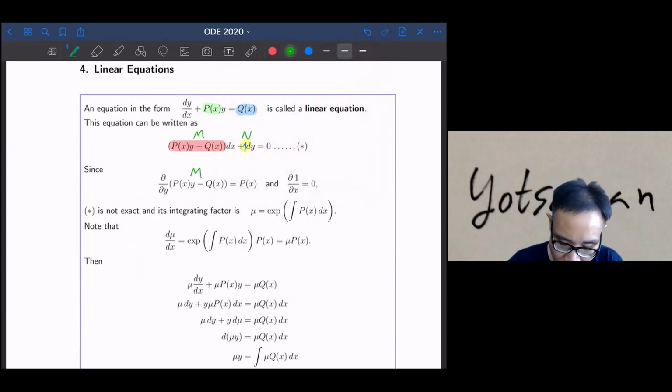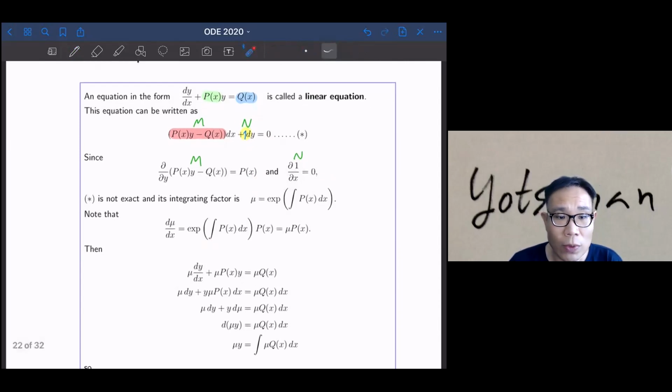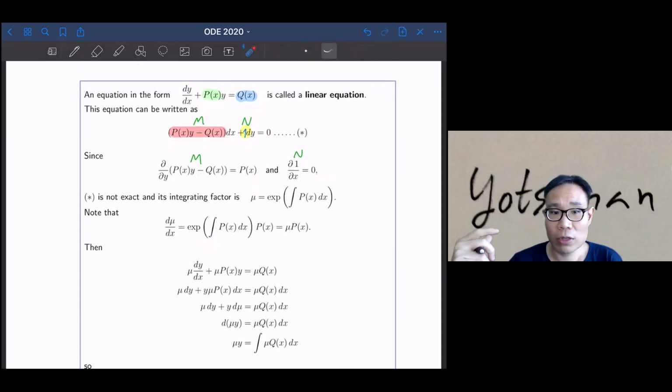So you have the M dy and the N dx. For the M dy, it's going to be the derivative of p(x)y minus q(x). You find the derivative of this, and it's going to turn out to be p(x). Okay, and you have the N dx, which is d(1)/dx, turns out to be equal to 0. So this one turned out to be an equation which is not exact, because p(x) does not need to be 0. If p(x) turned out to be 0, this would be too easy. It's going to be just a separable equation, and you're going to be able to just integrate both sides.